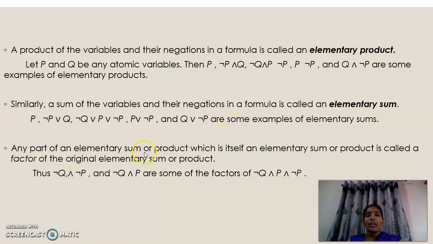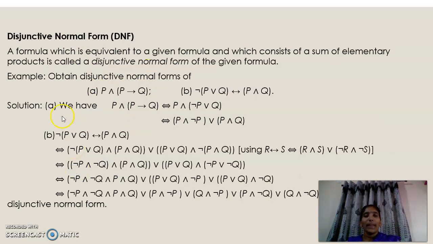So any part of an elementary sum or product which is itself an elementary sum or product is called a factor of that original elementary sum or product. So this is the CNF and DNF. Next we will see the examples. First DNF, disjunctive normal form. First see the definition once.